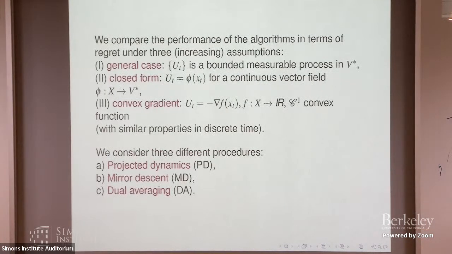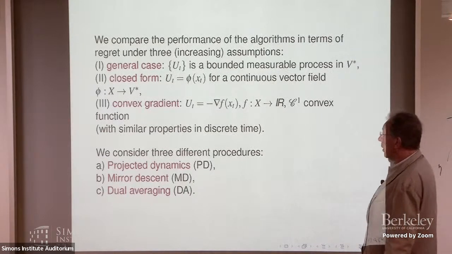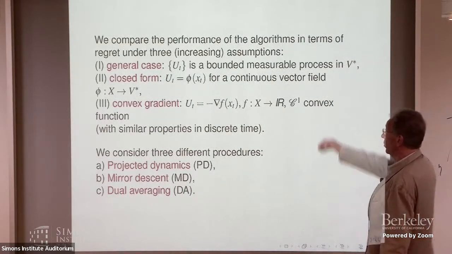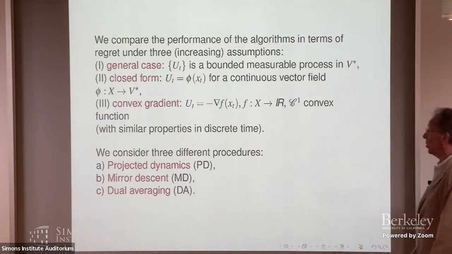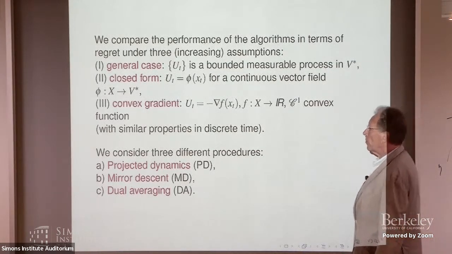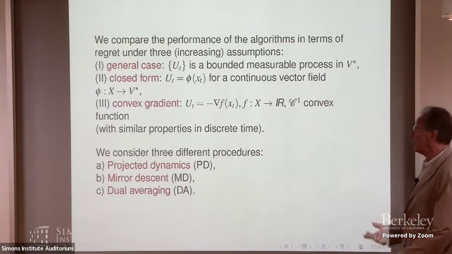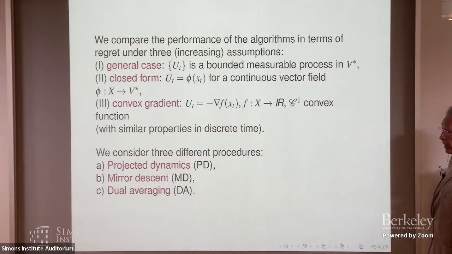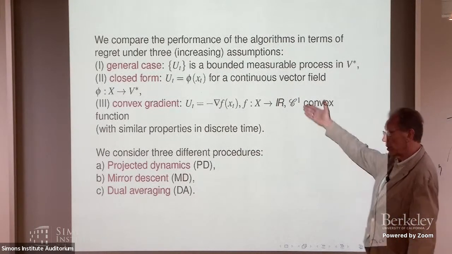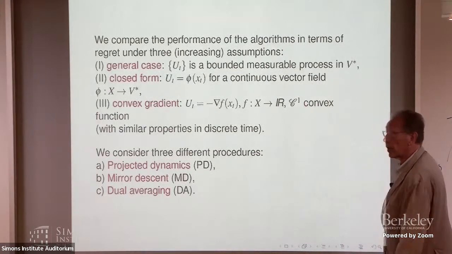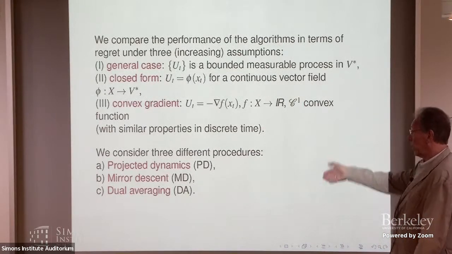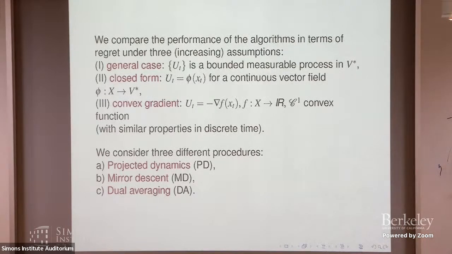We'll compare the performance of the algorithm in terms of regret, where there are three different assumptions. First, the general case: you don't make any assumption about this vector ut. Then what is called the closed loop, where ut is a function of what you are doing. And the convex gradient case is when ut is minus the gradient of a convex function. And then I will recall projected dynamics via mirror descent and dual averaging.